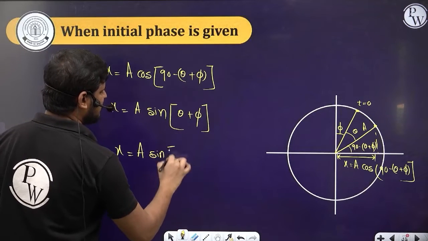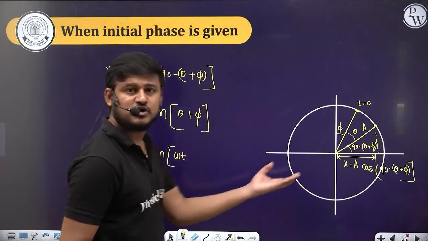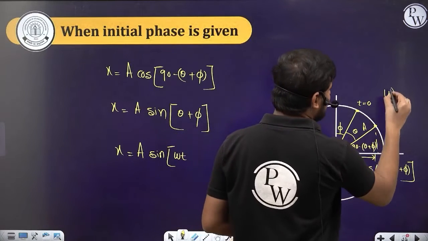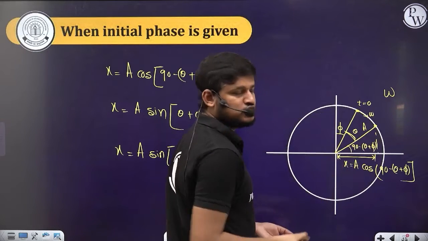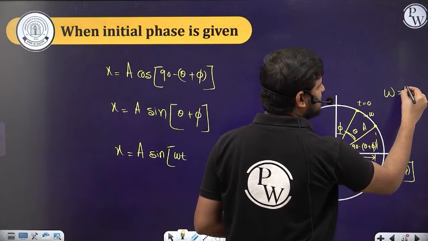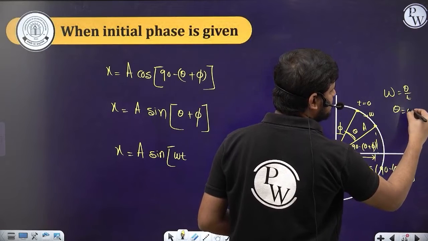In place of theta, what can you write? Omega t, because the particle is moving with angular velocity omega, covering a displacement of theta. So omega is equal to theta by t, and from there theta is equal to omega t.